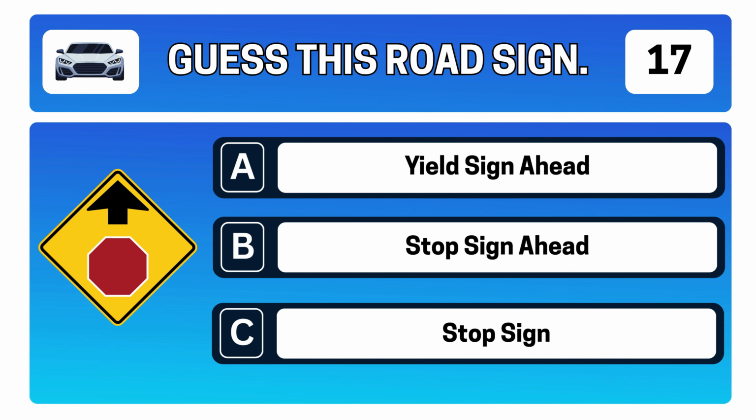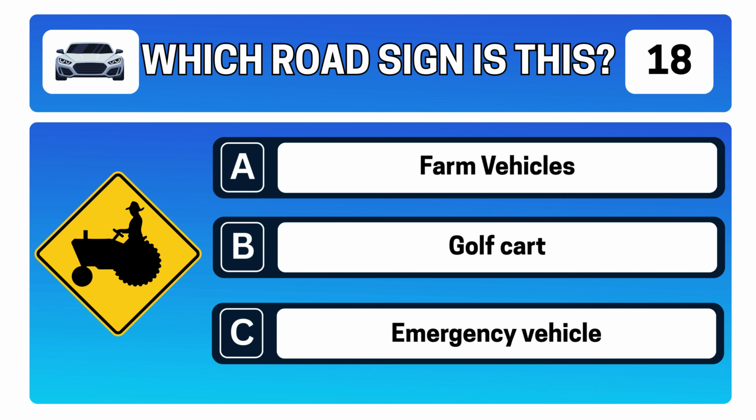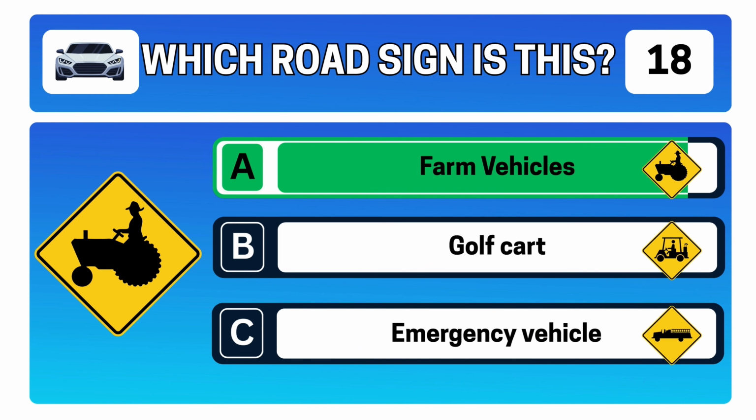Guess this road sign. Well spotted. It is the stop sign ahead sign. Which road sign is this? Good catch. It is the farm vehicles sign.